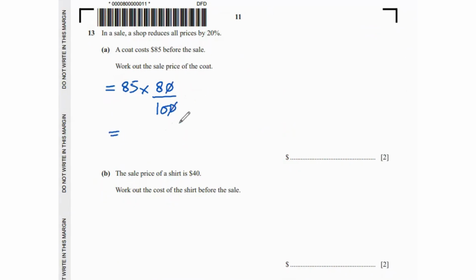So you can cancel out the zeros. 85 and 10 do come in the same times table. This is 2 and 85 becomes 17. 2 ones are 2, that's 4. So we do 17 times 4, which is 68. So $68 is the new price.